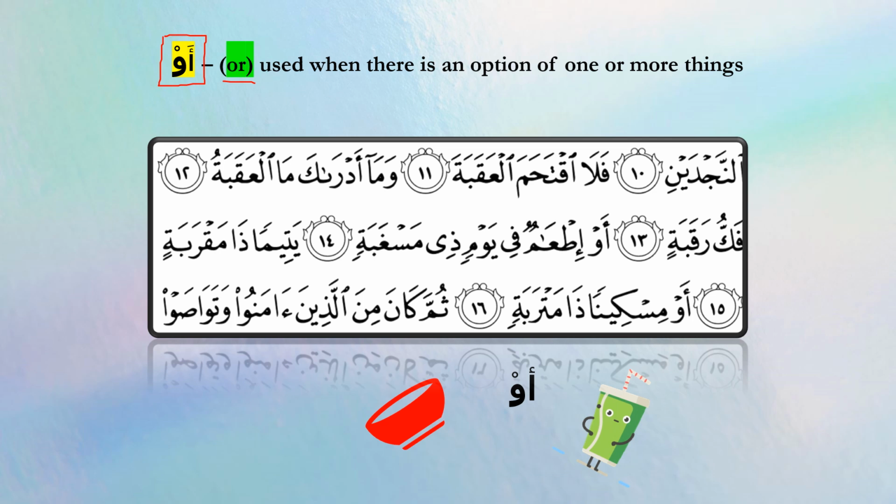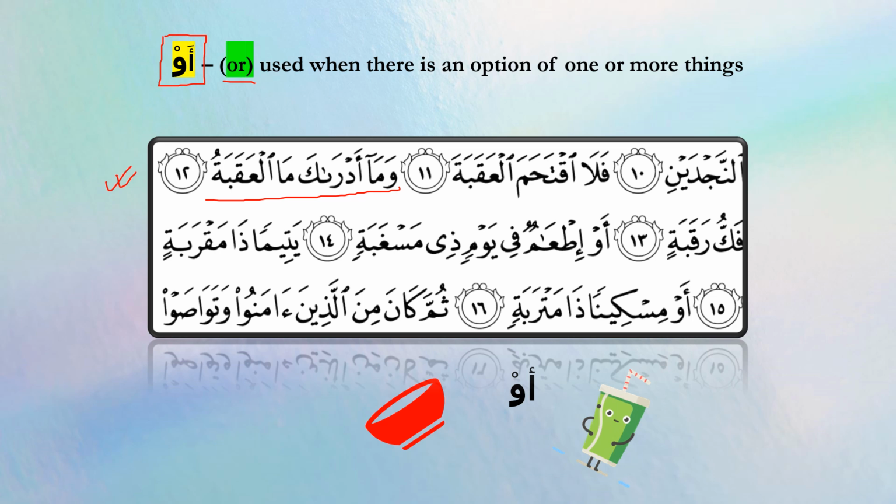So, an example from the Quran, this is from Surah Balad, and here Allah subhanahu wa ta'ala is asking the question directly. In the Quran, when Allah asks a question, He gives the answer. So this is a question asking: Wama adraka mal aqaba, meaning what do you know, what is aqaba? Aqaba means a steep path.